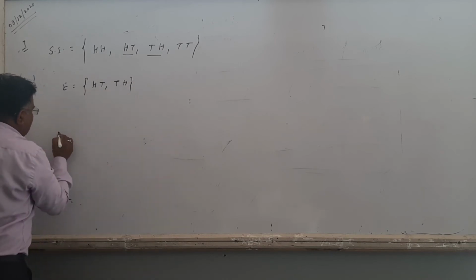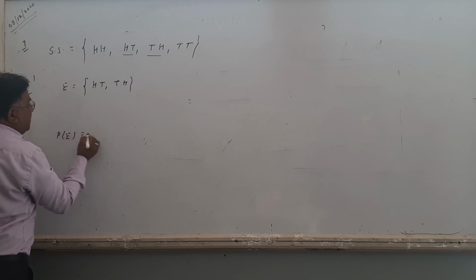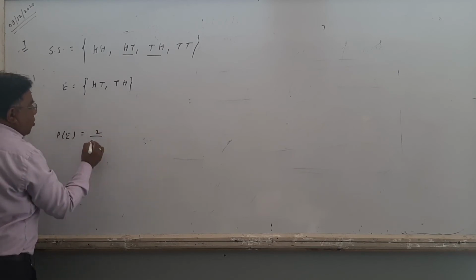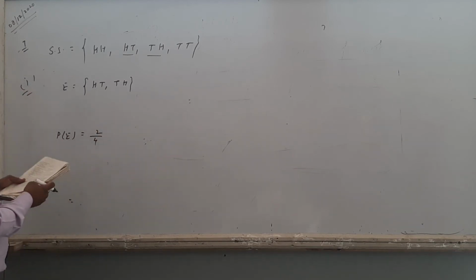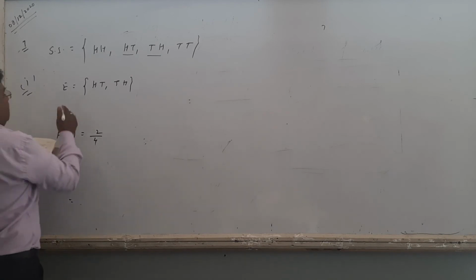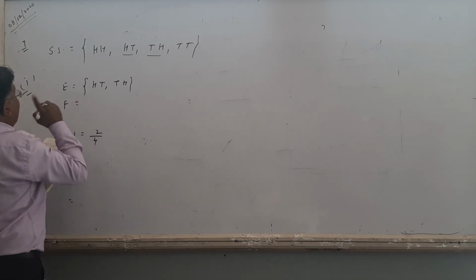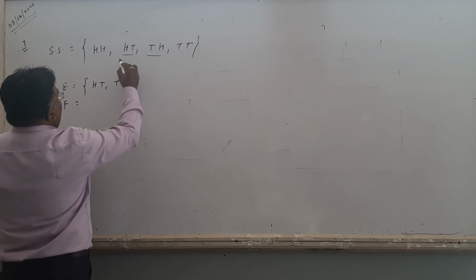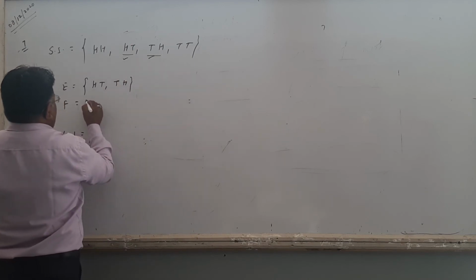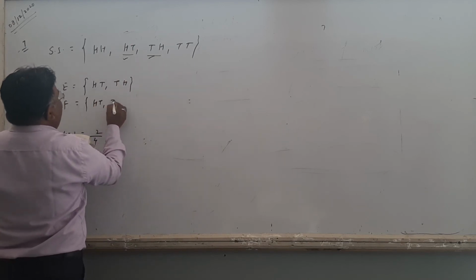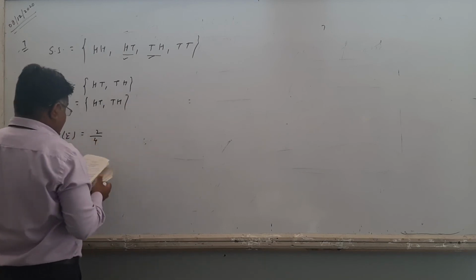So what is the probability of the event? Favorable is 2, total is 4. Same for event F: one coin shows head, which again means HT and TH. One coin shows head. Right?